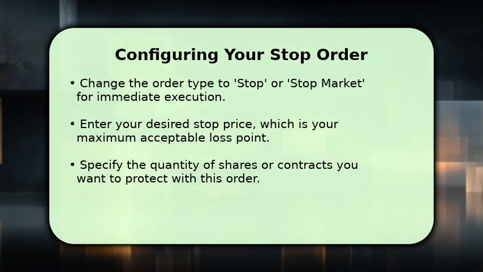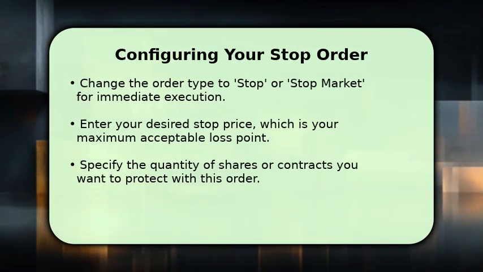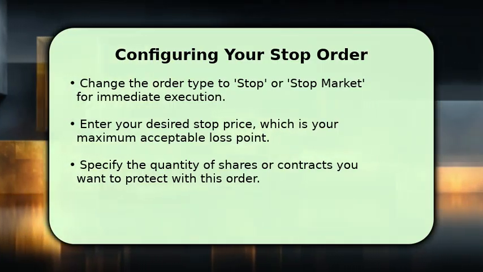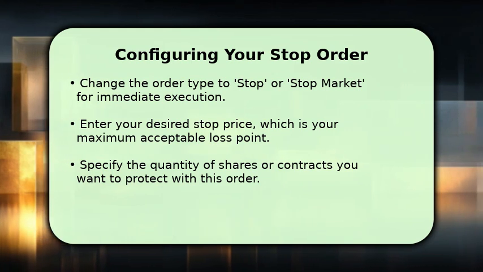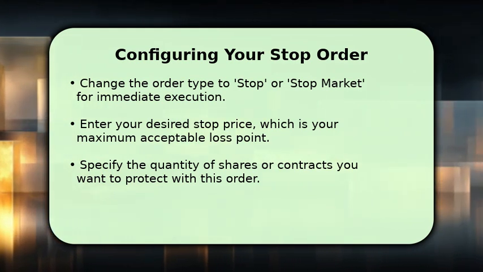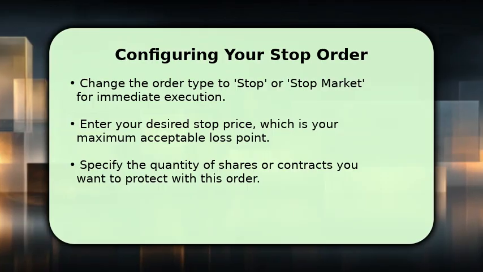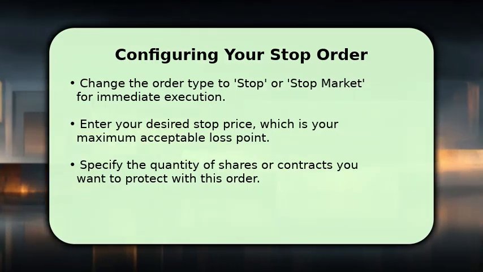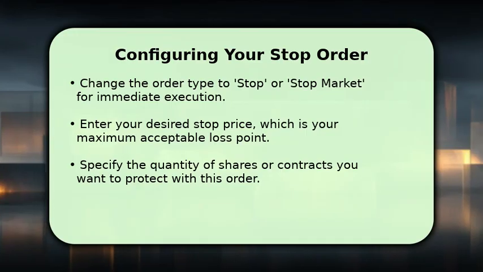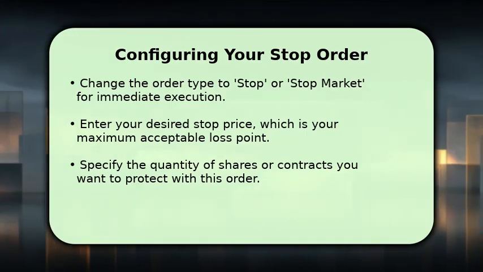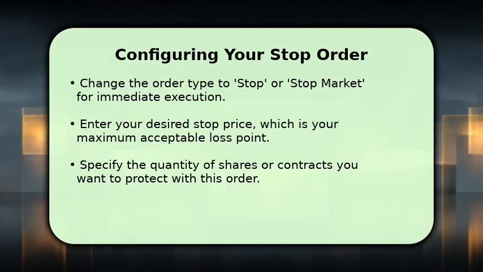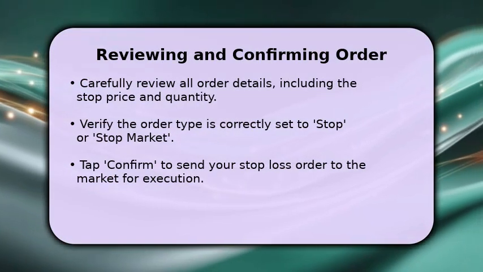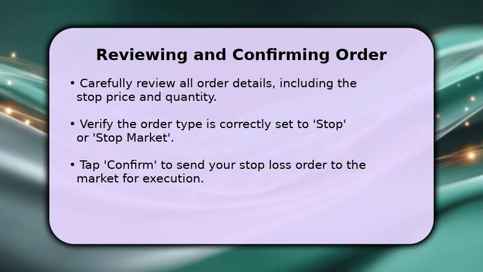Now let's configure the stop loss order itself. Tap on the order type and select Stop or Stop Market. Next, input your specific stop price. This is the price point at which your order will trigger. Then, confirm the quantity of shares or contracts you wish to protect. For continuous coverage, set the time in force to good till canceled, ensuring your stop loss remains active until you manually cancel it. Before finalizing, always take a moment to thoroughly review your order details.